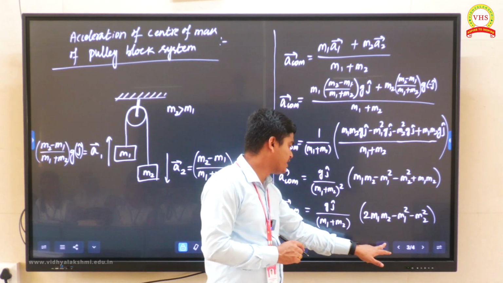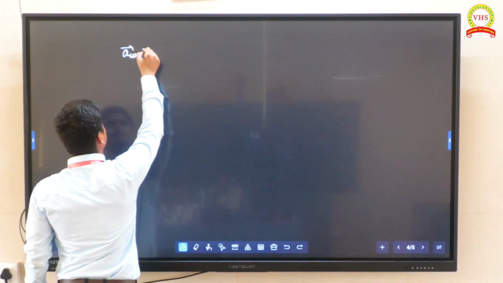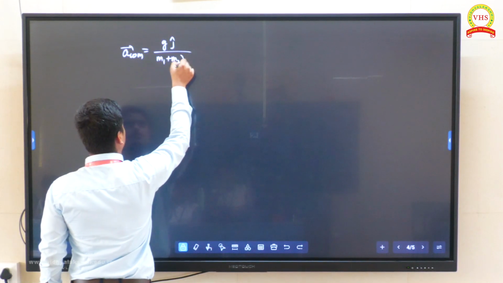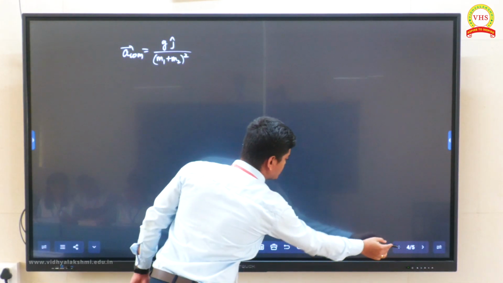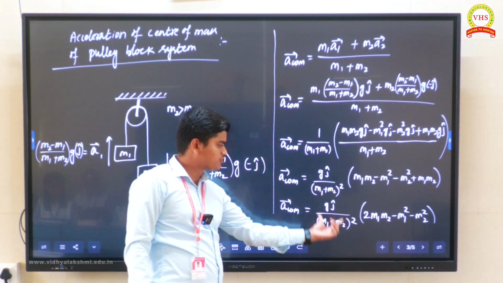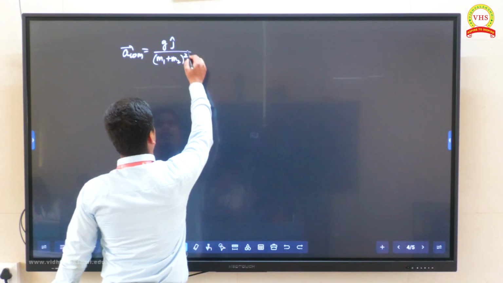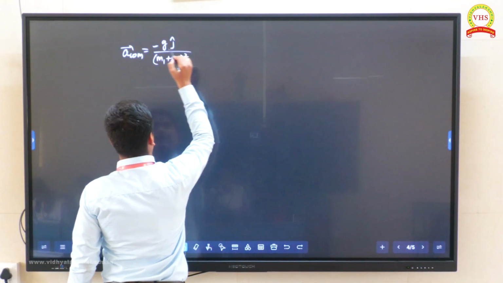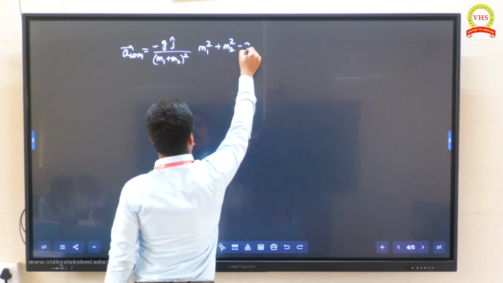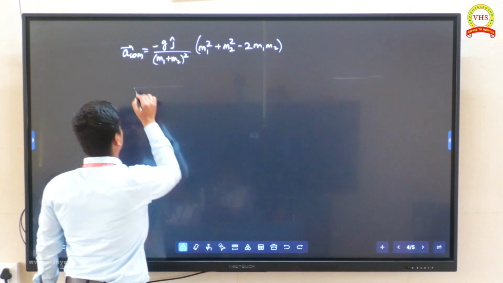Okay. Now let me do it on the next page. Acceleration of center of mass equals g j cap divided by m1 plus m2. The whole square will be there as it is here. Yes or no? The same whole square will be here. Now what can I write? Now I can take one minus common. The minus common I'll take, it will become m1 square plus m2 square minus 2 m1 m2. Now can you tell what this one is?